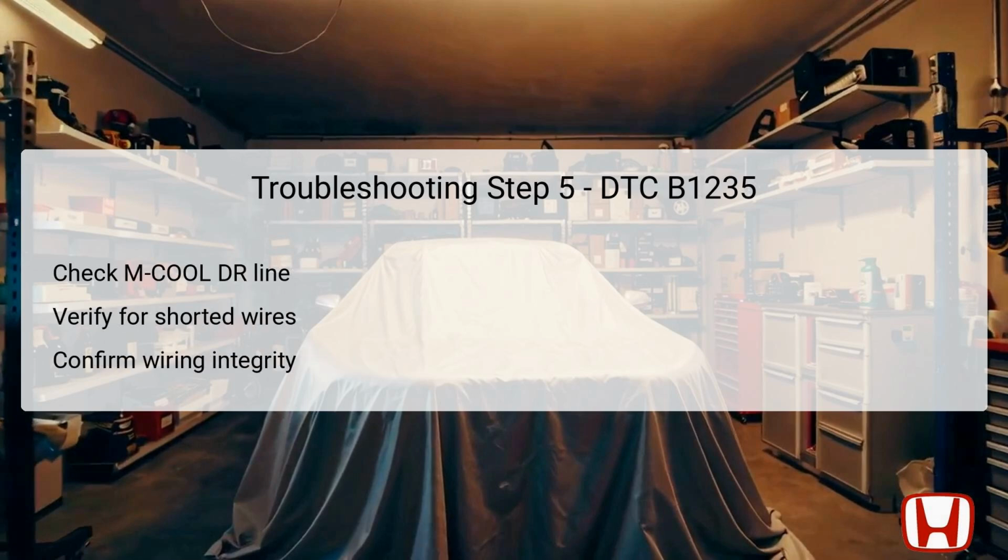In Step 5 of the troubleshooting process, you will again be looking for shorted wires, this time in the M-Cool-DR line. Once again, ensure the vehicle's ignition is in the lock position and both connectors are disconnected. You will be verifying continuity between the climate control unit's number 3 pin, LT blue, and body ground. This test continues the investigation into possible short to body ground occurrences and evaluates the condition of the M-Cool-DR wire.